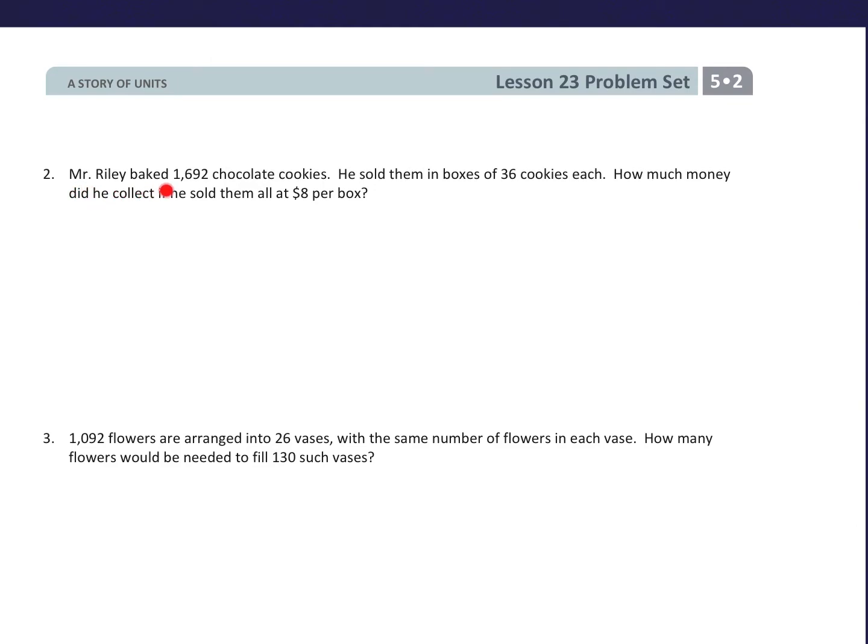Mr. Riley baked 1,692 chocolate cookies. He sold them in boxes of 36 cookies each. How much money did he collect if he sold them all at $8 per box? So this is going to be a multi-step, multi-operational problem. I'm going to pause the video and let you try to do this by yourself. And I will have the answers pop up in 3, 2, 1.